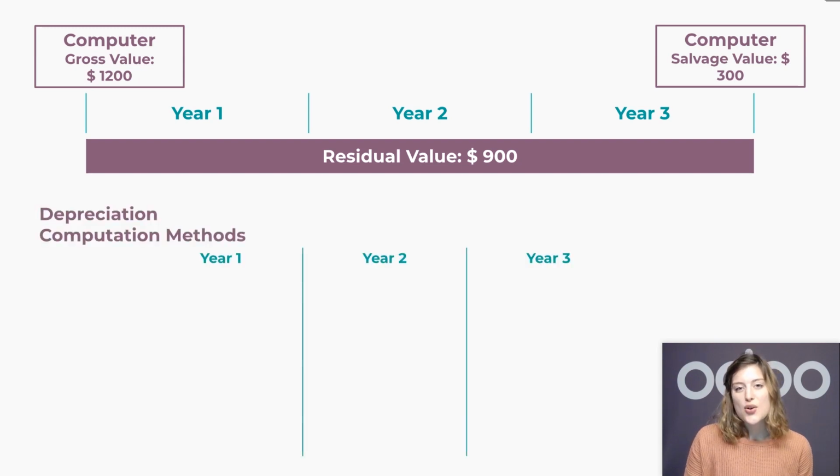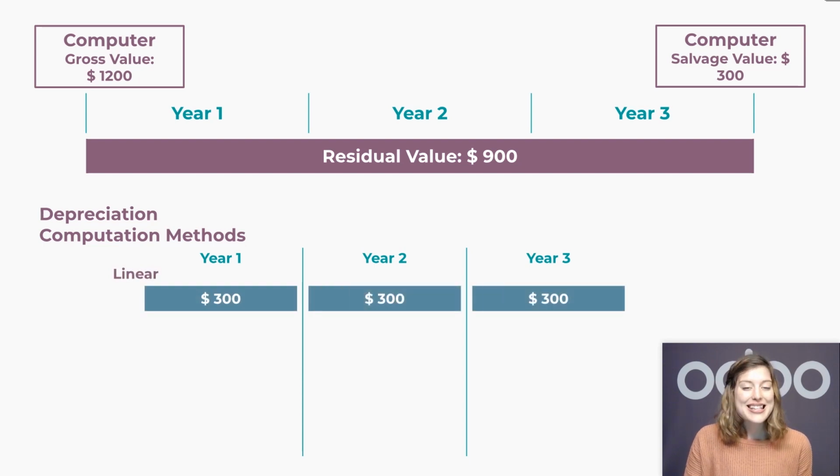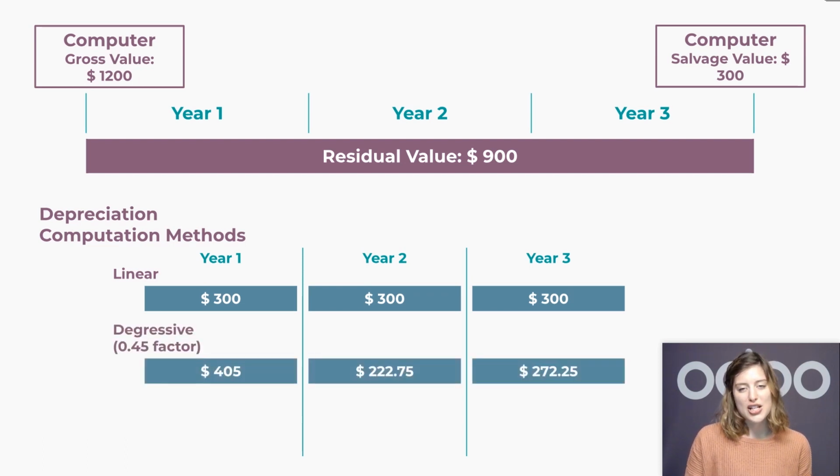There are three ways that Odoo depreciates assets. The linear depreciation method takes the initial residual value and divides it equally by the number of planned entries. The degressive depreciation method multiplies the last residual value by a chosen degressive factor.